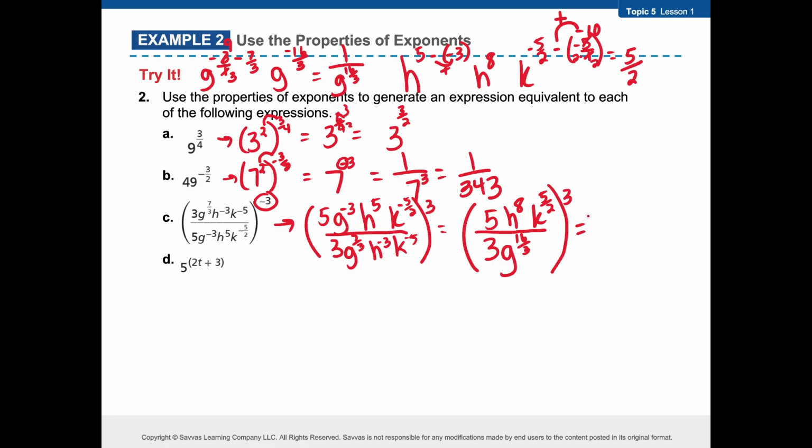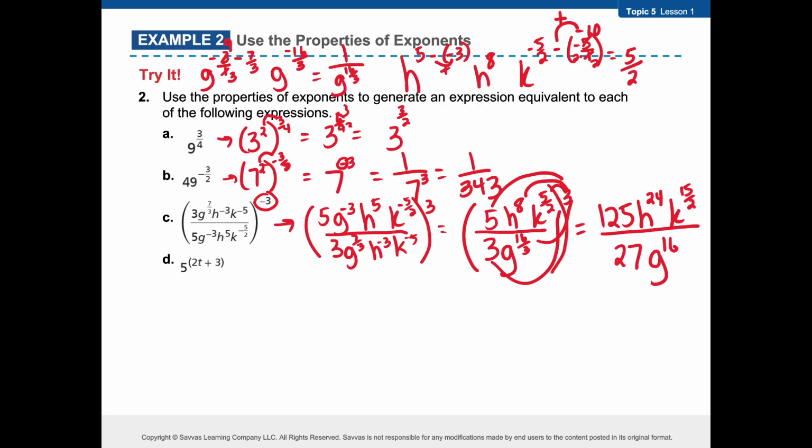All of this now to the 3rd power. So k to the 5/2, 5 to the 3rd power, 5 times 5 times 5, 125. Power to a power, multiply: h to the 24, 5/2 to the 3rd power, k to the 15/2, over 3 to the 3rd power, 27. And then 16/3 to the 3rd power, the 3's cancel out, so g to the 16th power would be your final answer.